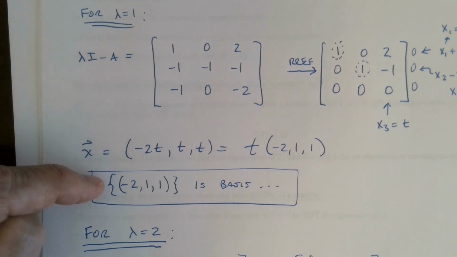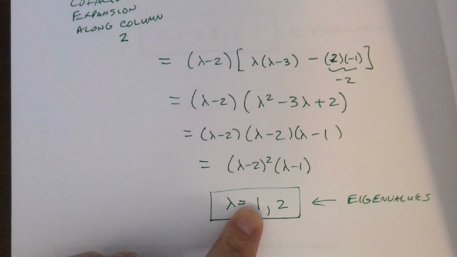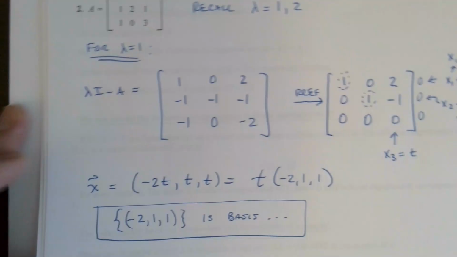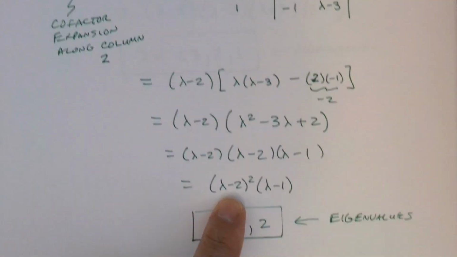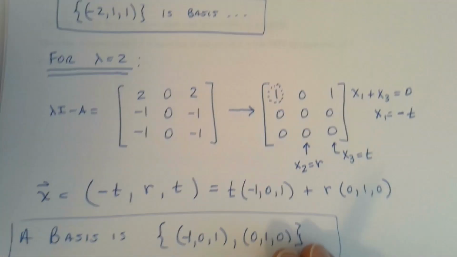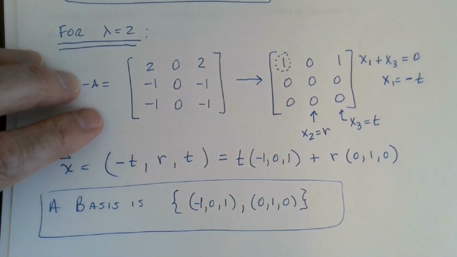Well, notice for lambda equal 1, lambda equal 1 was algebraic multiplicity 1. The dimension of its corresponding eigenspace was 1. And for 2, which is algebraic multiplicity 2, it has a subspace of dimension 2. Well, here's the answer to that question: is that always the case?